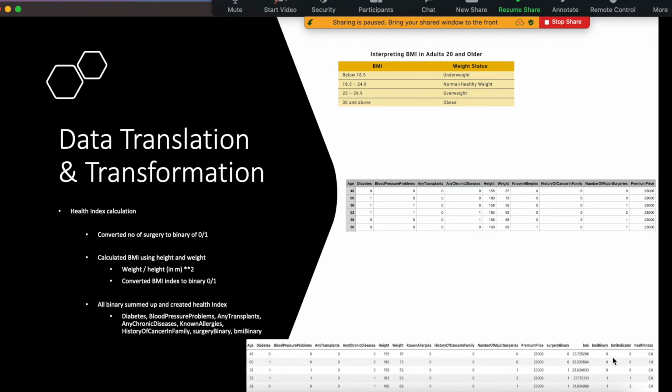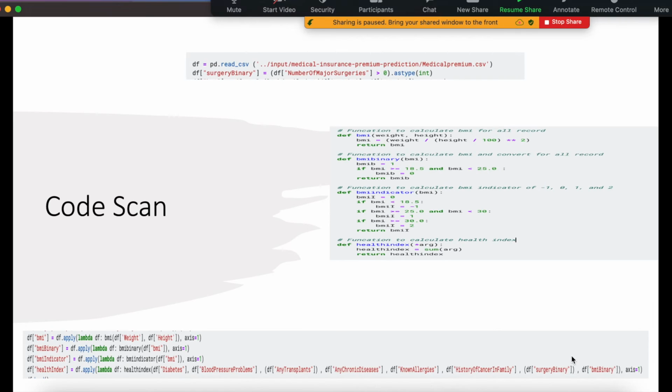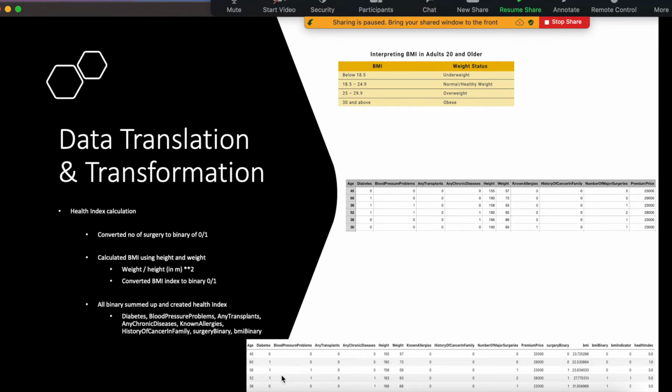Using the BMI binary, finally I calculate the health index. The health index is nothing but all the numbers here, which are in zeros and binary form. I just sum them and then I created the health index. Some person's health index is 0; 0 means he is very healthy. 1 means his health indicator is going high. 3 means too high, some problem. He has 3 different problems, he has 5 different problems, something like that.